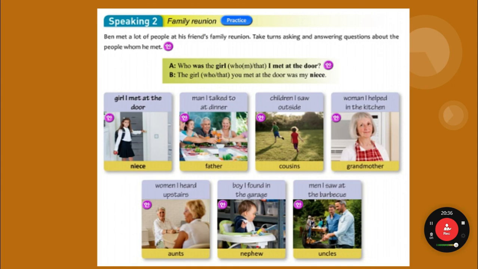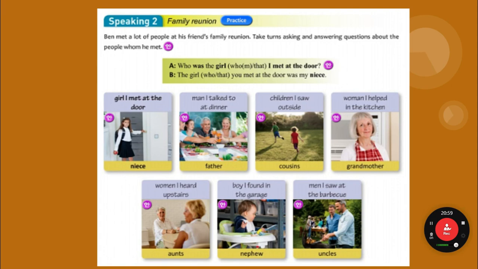Who was the boy I found in the garage? The boy that you found in the garage was my nephew. Okay, a nephew is your brother or sister's son. The niece from the first one is your brother or sister's daughter.